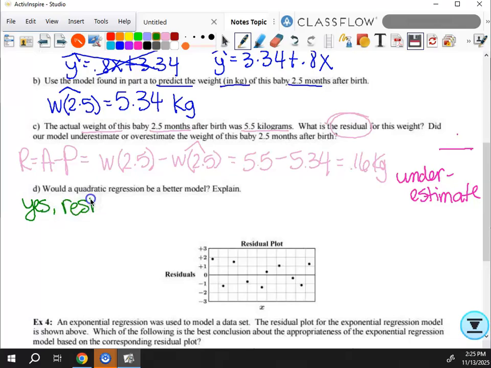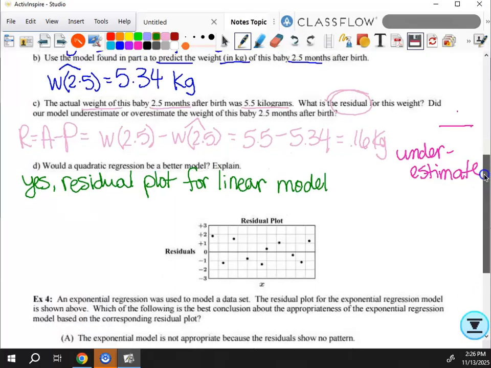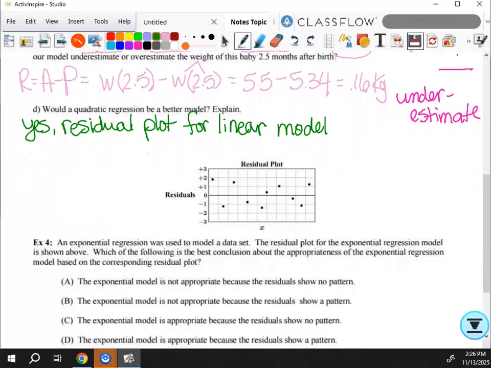residual plot for linear model shows a clear pattern. Does that make sense to you? See how to make those decisions?